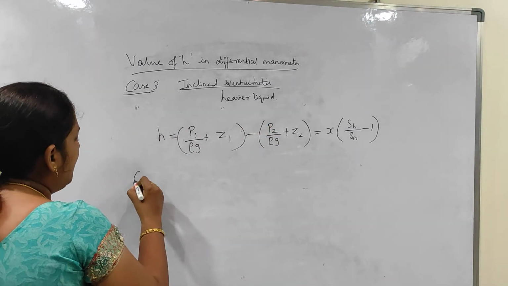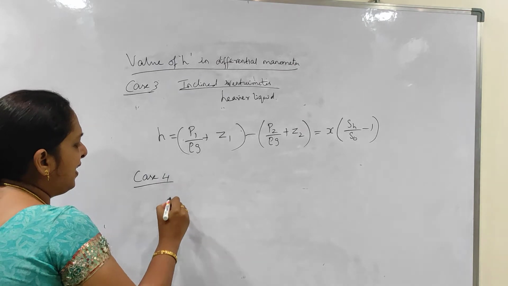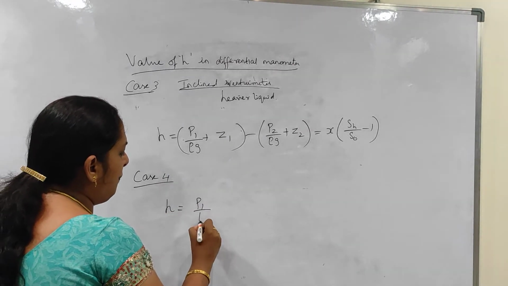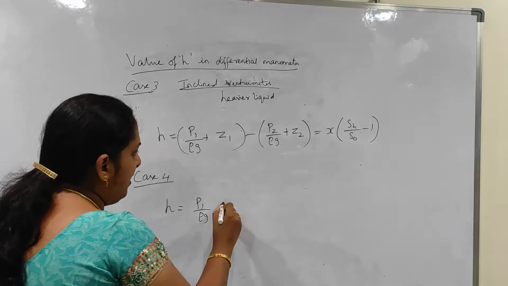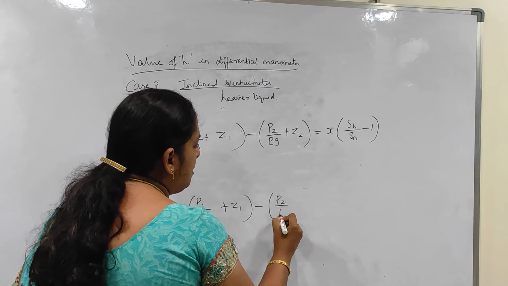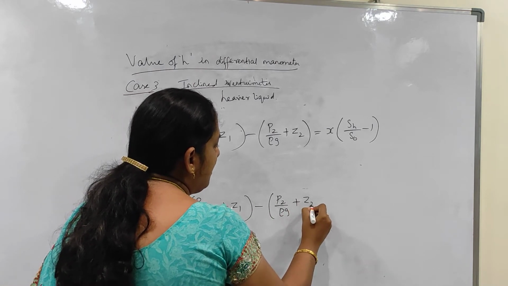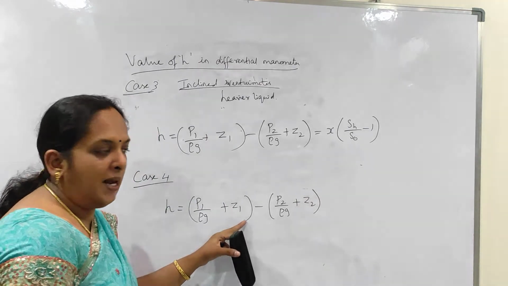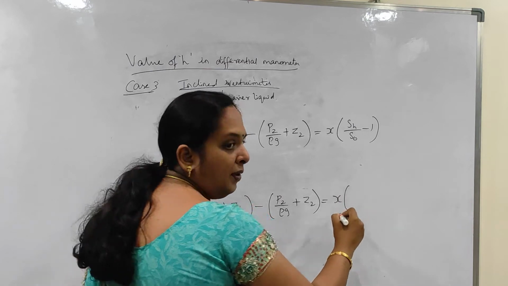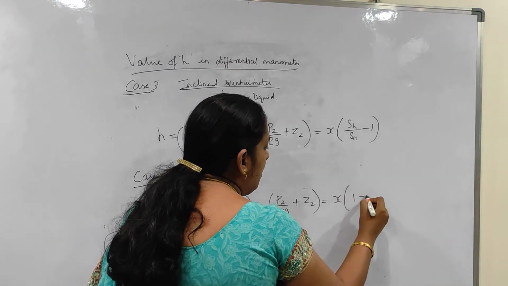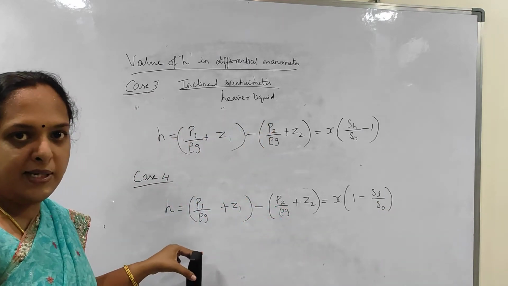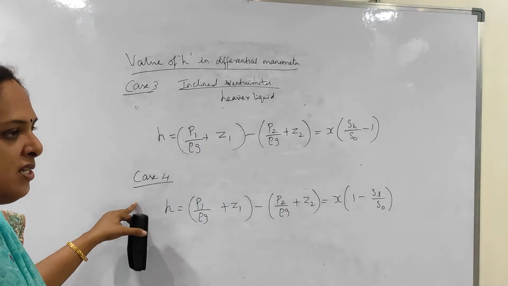If it is case 4, in that case this equation will become H is equal to P1 by rho g plus Z1 minus P2 by rho g plus Z2. This will be the same, but here, instead of that, it will be X into 1 minus SL by S0. So this is your case 4.